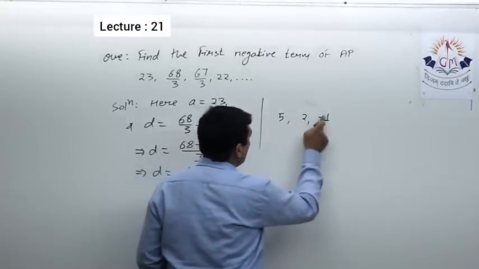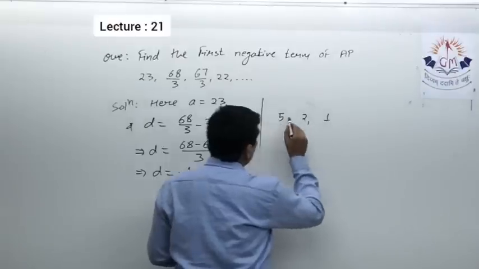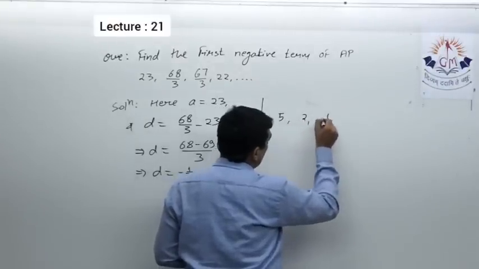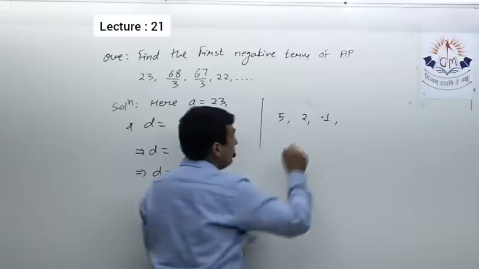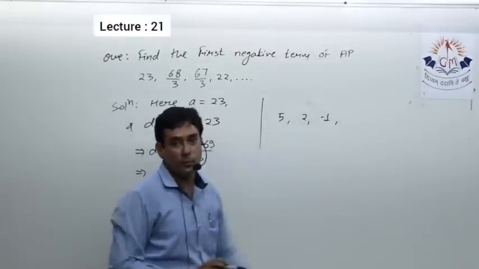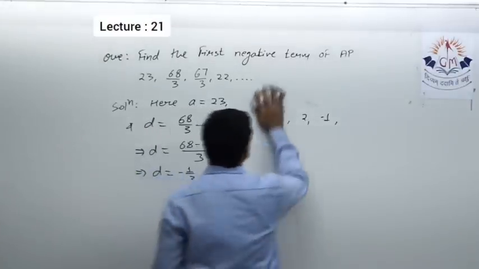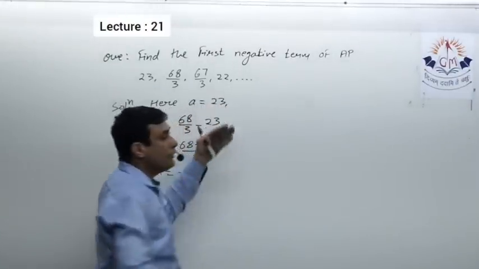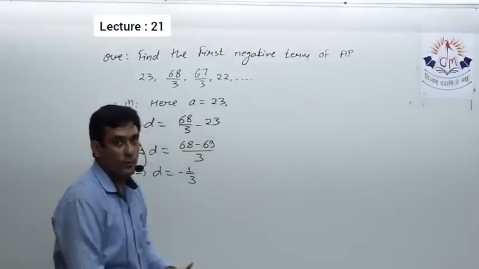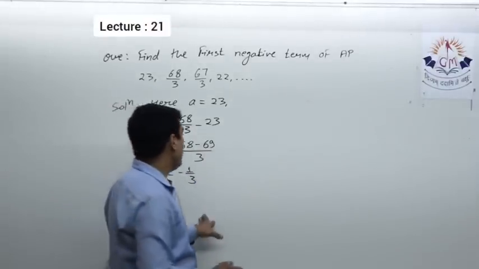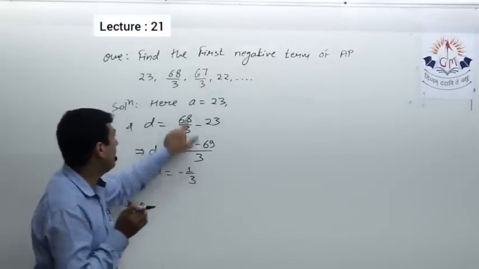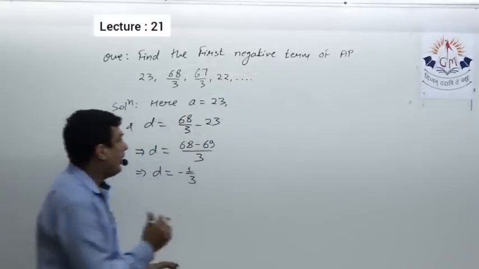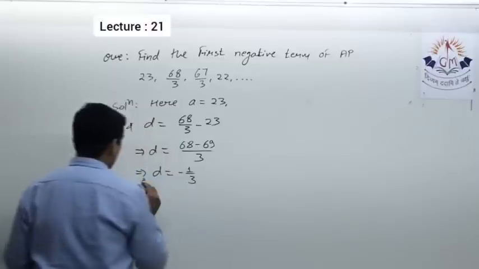See, if I do this, then next term will be minus 3, so 2 minus 3 is minus 1. So though no 0 is there, we come to the negative portion. So it's not necessary that when you come from positive to negative, you should pass through 0. Definitely you will cross the 0, but it's not necessary that you will arrive at 0. So here d is negative, a is 23. Now how to find the first negative term?